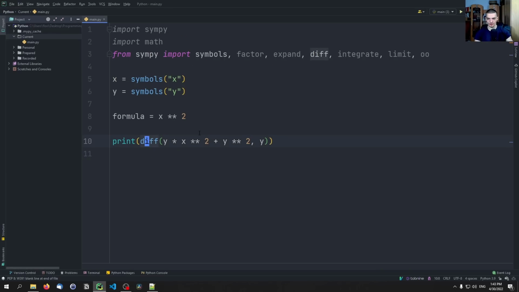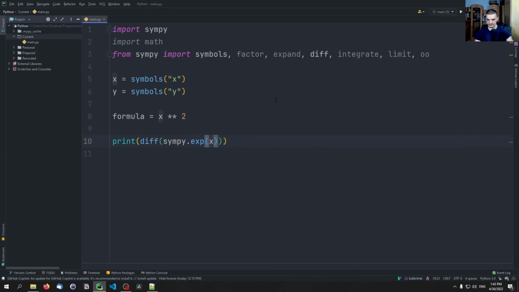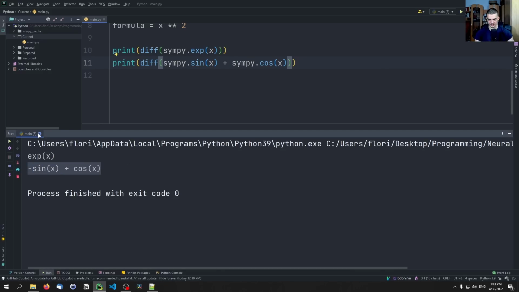We can do the same thing here also with different functions like differentiate, SymPy, exp, x, and x is essentially e to the power of x, and we know that the derivative of e to the power of x is e to the power of x. So in this case, you can see it's still e to the power of x. And we can also do the same thing with cosine and sine. So we can say diff SymPy sine of x plus, I think I entered the wrong mode here. So SymPy cosine x, there you go. And you can see that this also takes the derivative of that.